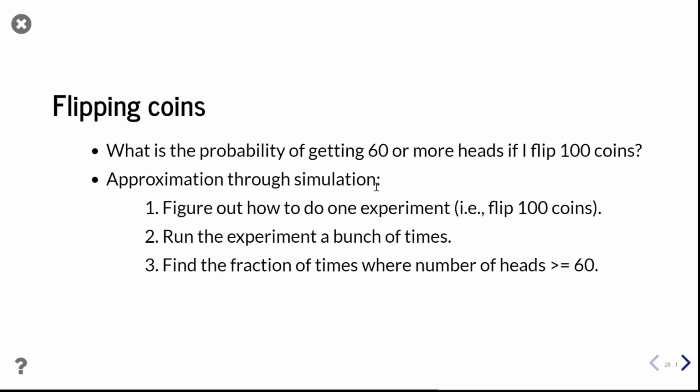All right, so let's answer this question. What's the probability of getting 60 or more heads if I flip 100 coins? And remember, how we're going to answer this question is we're going to approximate this probability with simulation, with computer code. We're going to figure out how to do one experiment. That means in this situation, flipping 100 coins. We're going to run the experiment a bunch of times. We're going to flip those 100 coins over and over and over again. And then we'll find the fraction of times where the number of heads was at least 60.